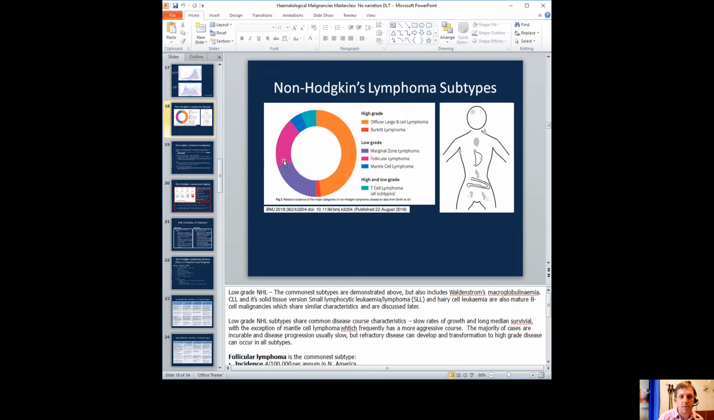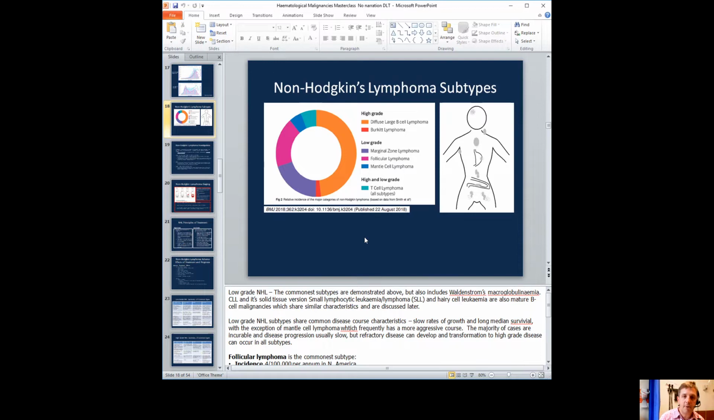That's a histological description. And we see a little bit of T-cell lymphoma, but T-cell lymphoma is very unusual and relatively rare and relatively aggressive but slow growing. I say aggressive but slow growing. It's slow growing, but it doesn't really respond to treatment very well.